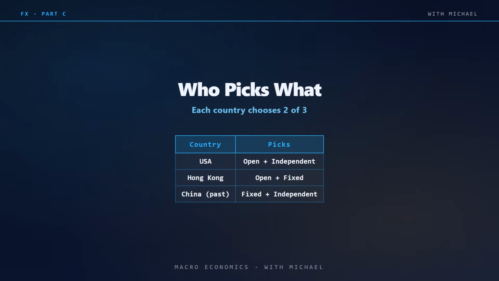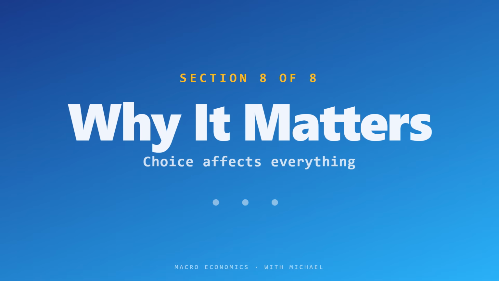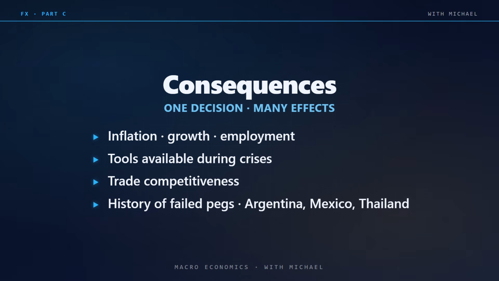Section 8. Why this matters. Exchange rate regime choice is one of the most consequential macroeconomic decisions a country can make. Fixed regimes provide certainty but constrain policy. Floating regimes free policy but introduce volatility. Intermediate regimes try to balance both. The choice affects inflation, growth, employment, trade, and investment. It determines what tools the central bank can use during crises.